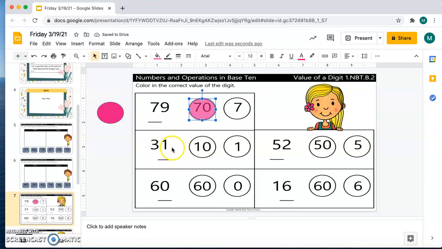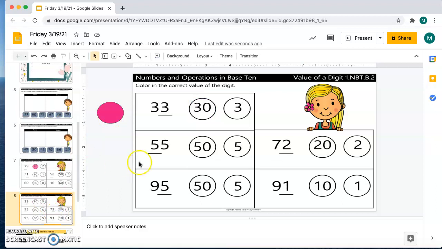So for this one, 31 is the value 10 or 1. For 60 is the value 60. For 0 is the value 60 or 0. For 52 is the value 50 or 5. And then for 16 is the value 60 or 6. So you're going to move those markers over the correct one.